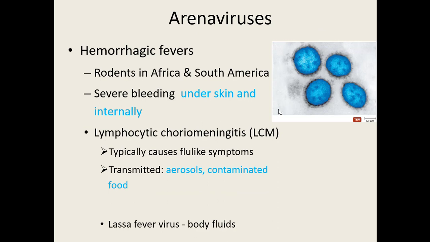Now, another disease disorder they can cause is called lymphocytic choriomeningitis. Although its name does have meningitis in it, it doesn't actually cause meningitis. They at one point thought it did, and the name just stuck. Instead, it typically causes flu-like symptoms. It's spread by aerosols, contaminated food sources, and one other virus that can cause choriomeningitis is the Lassa fever virus that's spread by bodily fluids.